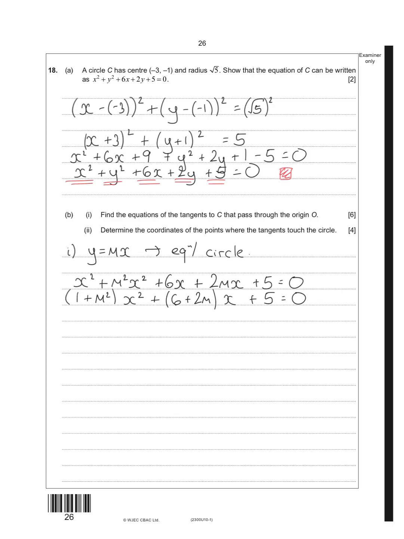Now we want there to only be one solution for this, so we're going to consider b squared minus 4ac equal to 0. Okay, and so b squared, that is going to be 6 plus 2m all squared minus 4 lots of 1 plus m squared times 5, and we want that to be equal to 0.